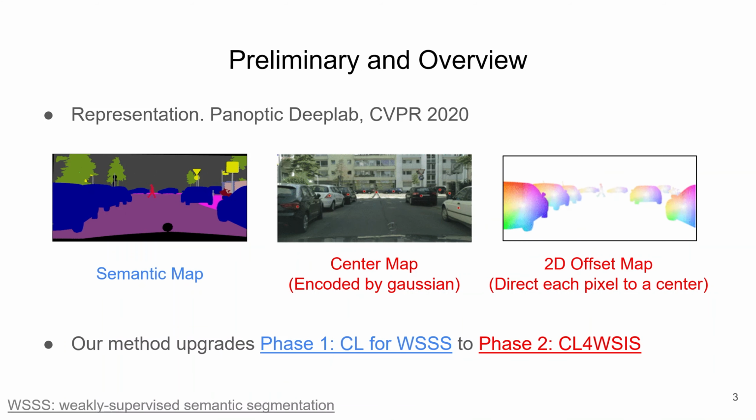Because we want to achieve instance segmentation by first learning semantic maps from image labels, we adopt the representation method from Panoptic Deep Lab. This representation simply directs each pixel in the semantic map to an object center using a 2D offset to represent instances.